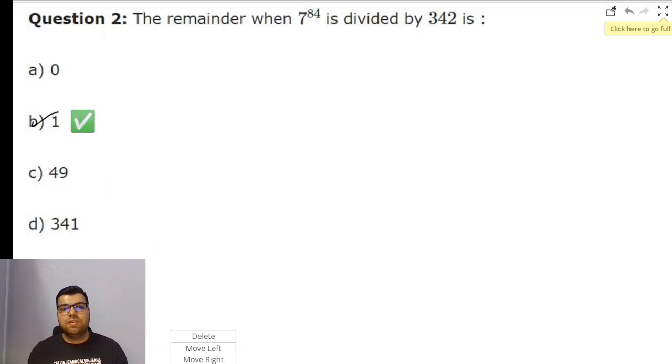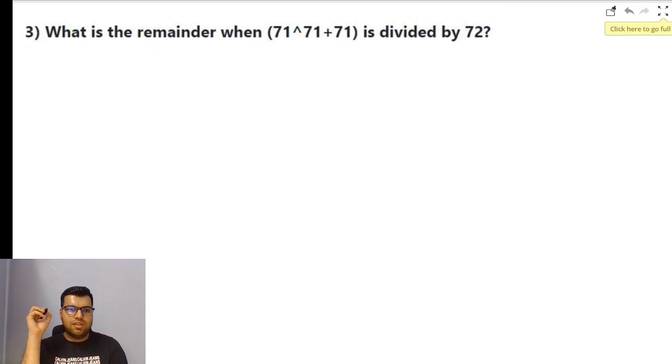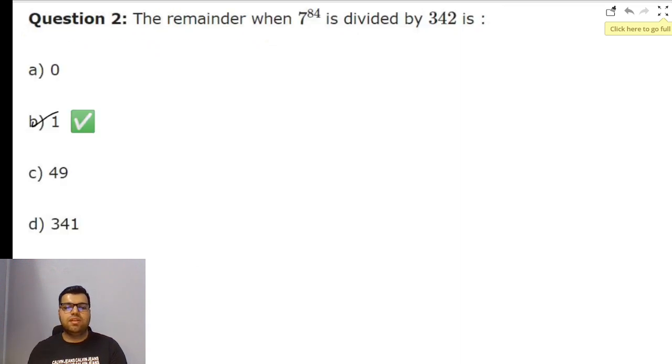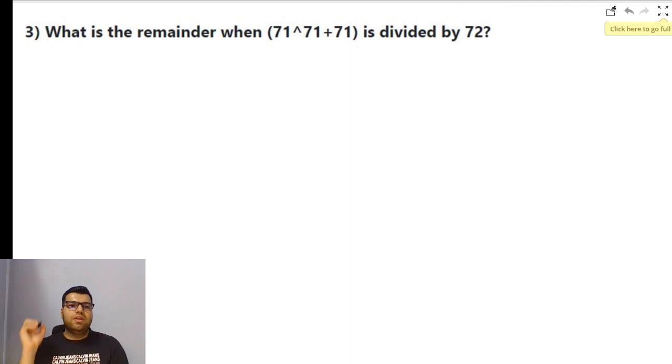Now in the next question, we will learn two properties. So in this question, we will learn the concept. So previous question is clear. Answer was 1. Pretty easy. Now in this question, we will learn two properties. First property is that remainder is associative. Sorry, remainder is distributive. Remainder is distributive.